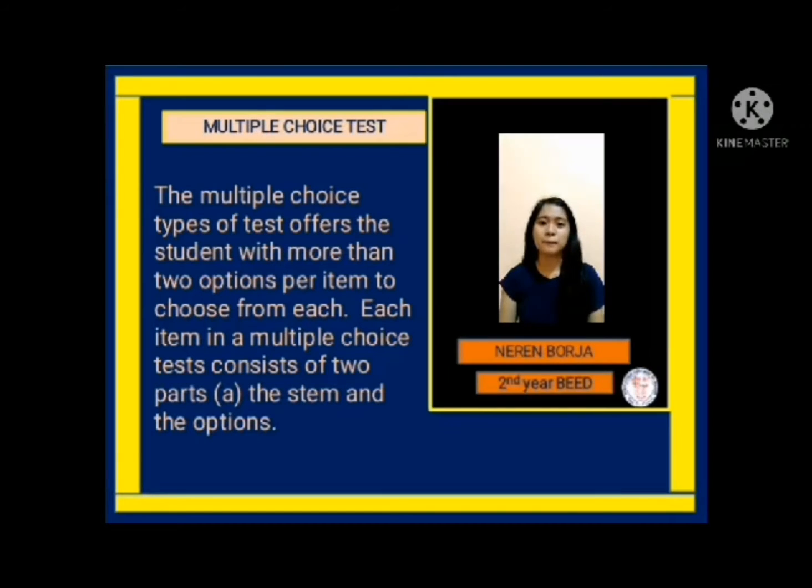So there are 2 parts of a multiple choice test, where the stem identifies the question or problem. So in the set of options, there is a correct or best option, while all others are considered distractors. The distractors are chosen in such a way that they are attractive to those who do not know the answer or are guessing, but at the same time have no appeal to those who actually know the answer.